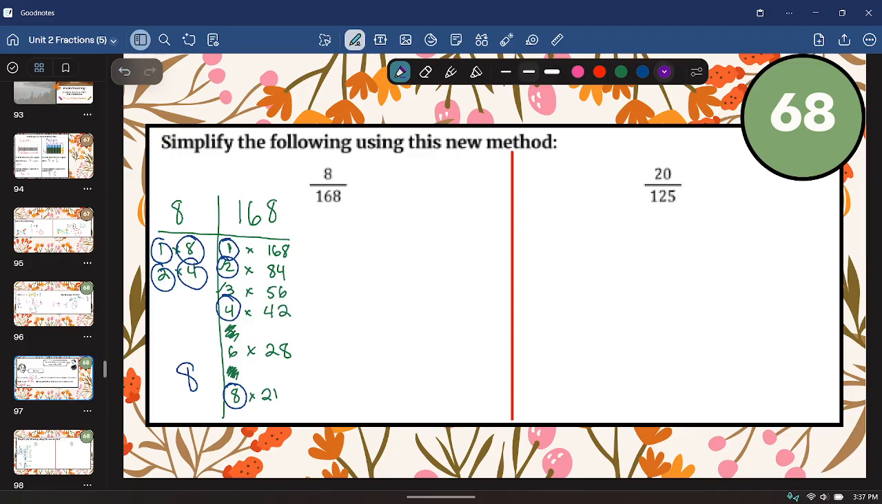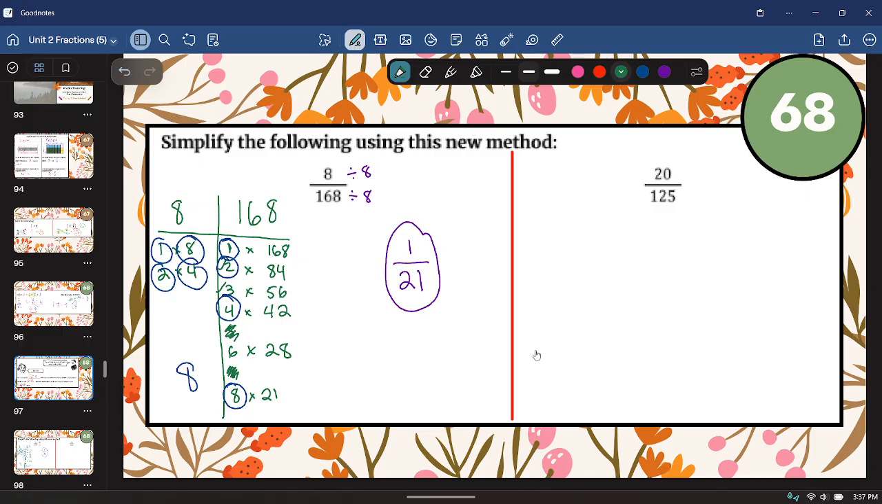I don't know if you remember, but the reason we did that was so we could simplify the fraction. The greatest common factor is what we should divide the top and the bottom of a fraction by. So for this one, 8 divided by 8 is 1. 168 divided by 8 is 21. So that is your final answer.